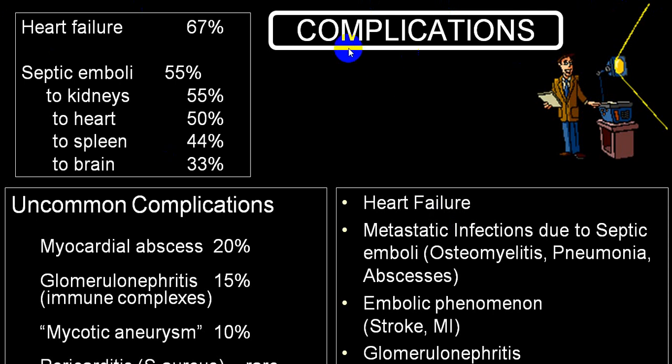Some of the very common complications in infective endocarditis are congestive heart failure, septic embolization particularly to the kidney, heart, spleen, brain, those groups. Rare complications are myocardial abscess, glomerulonephritis, mycotic aneurysm only in 10% of the people, pericarditis. So heart failure is the most common. Second common is septic emboli, or you can have embolic phenomena producing stroke and MI, and rare is glomerulonephritis.